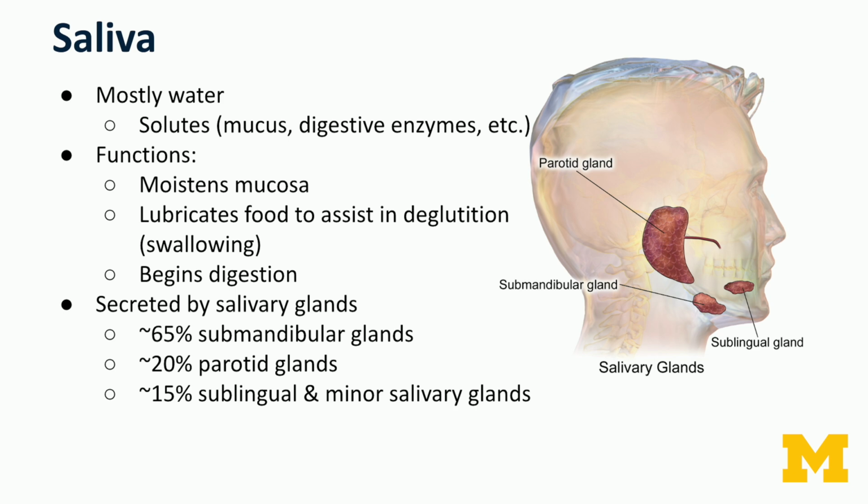Saliva is secreted by salivary glands, the three major of which are the submandibular, which secretes 65% of saliva. The submandibular glands are found in the submandibular triangle of the neck. Then there's the parotid glands, which secrete about 20% of saliva. The parotid glands are found anterior to where your ear is, lateral to the ramus of the mandible. And then the sublingual glands, which are found in the sublingual space, just deep to the tongue.